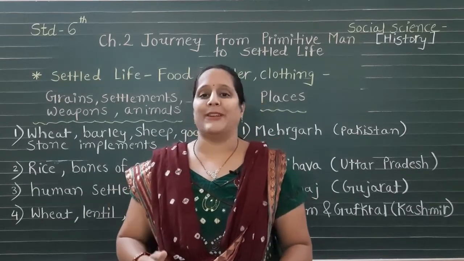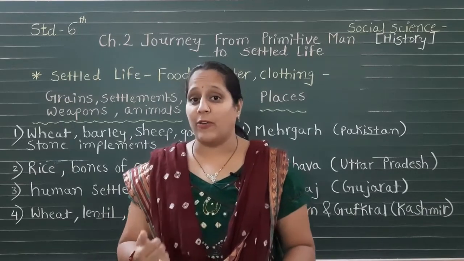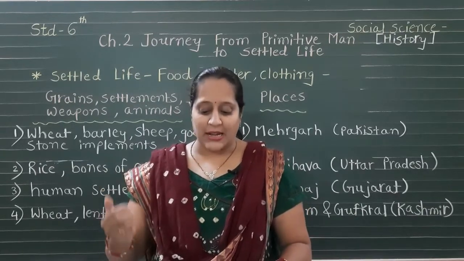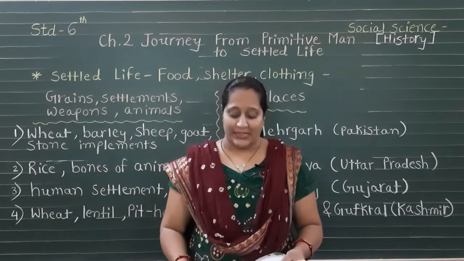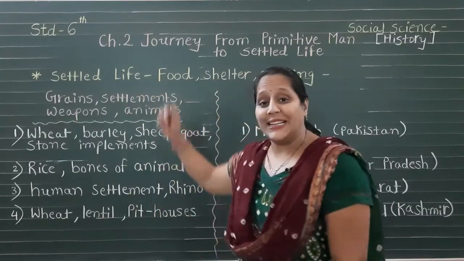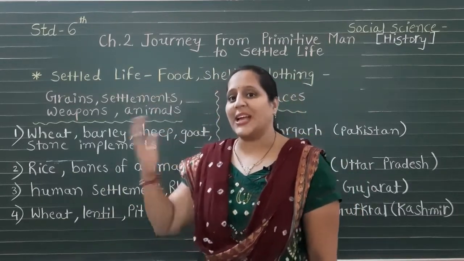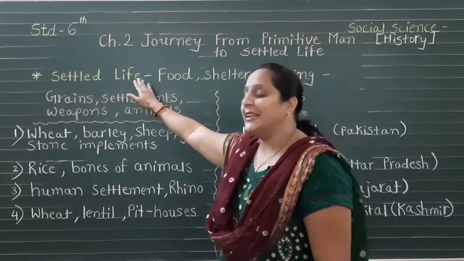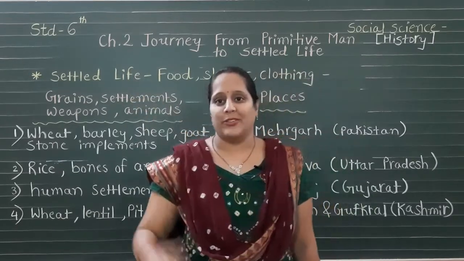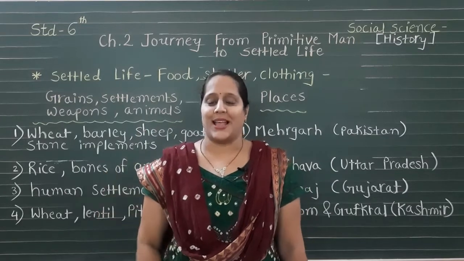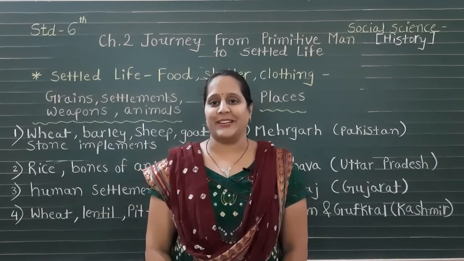So through this chapter, we studied the nomadic life of primitive man. Then we studied the discovery of fire and the wheel. Then we studied settled life, how people, with the changing environment, lived a settled life. So through this chapter, we studied the different phases. I hope you understood this chapter. Thank you.